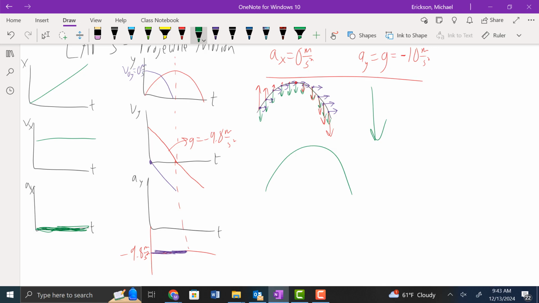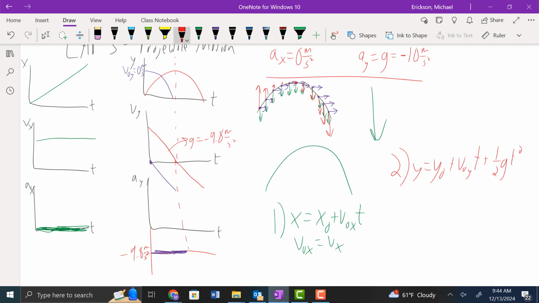Why is that? Let's write out all the equations that matter for this situation. For the x direction, I only have one equation: x is equal to x naught plus v naught x t. And just so we're clear, v naught x and v_x are the same, so if you find one, you find all the velocities. For the y direction, we have 3. Y is equal to y initial plus v naught y t plus 1/2 g t squared.